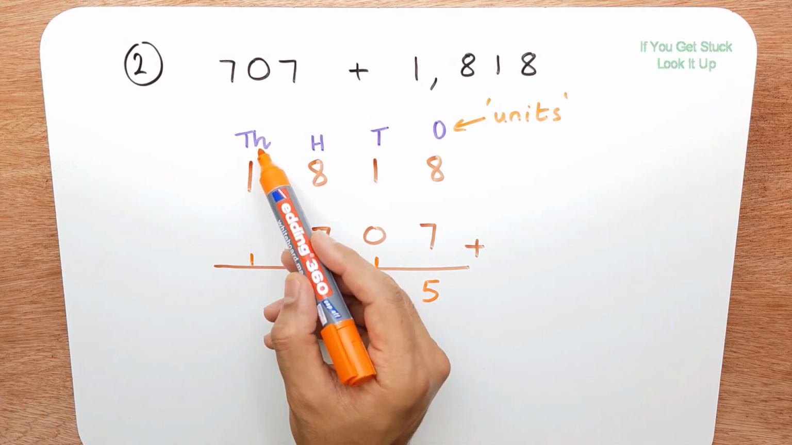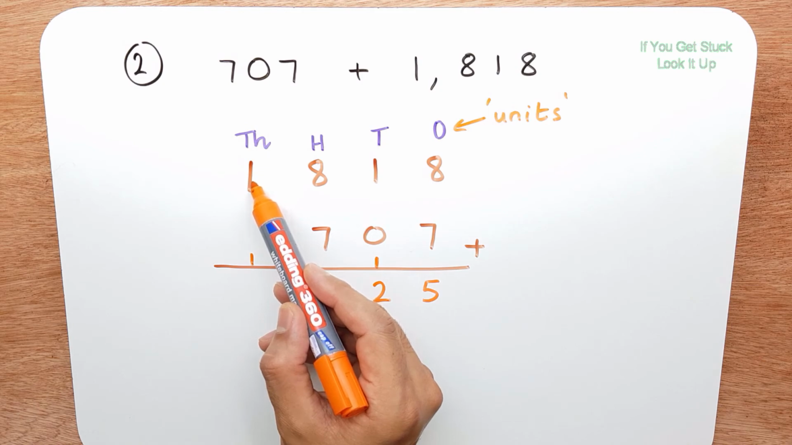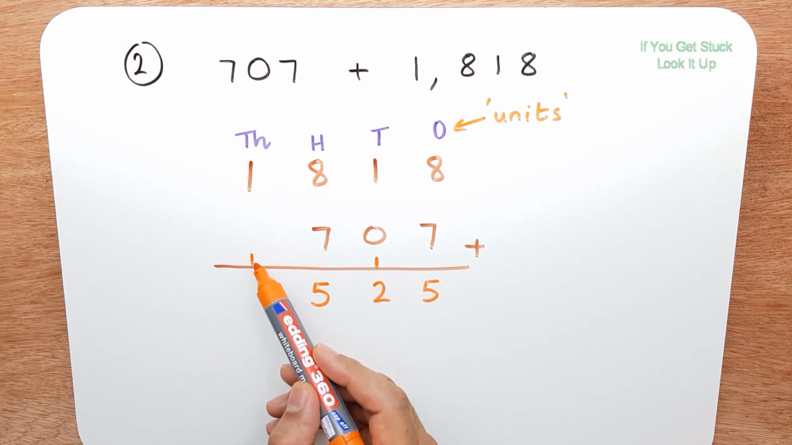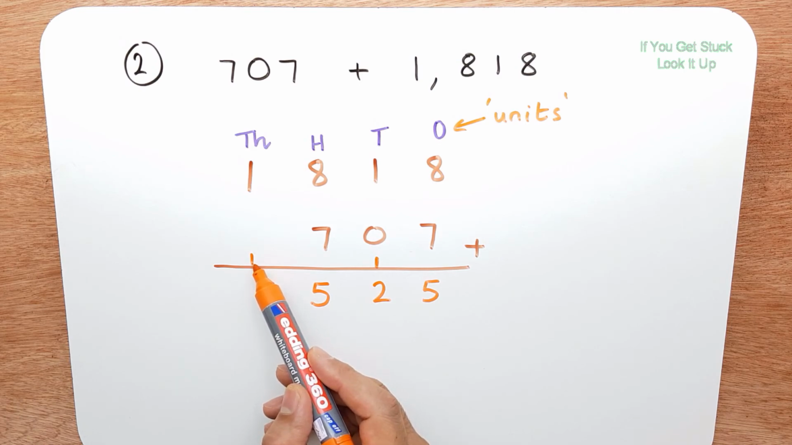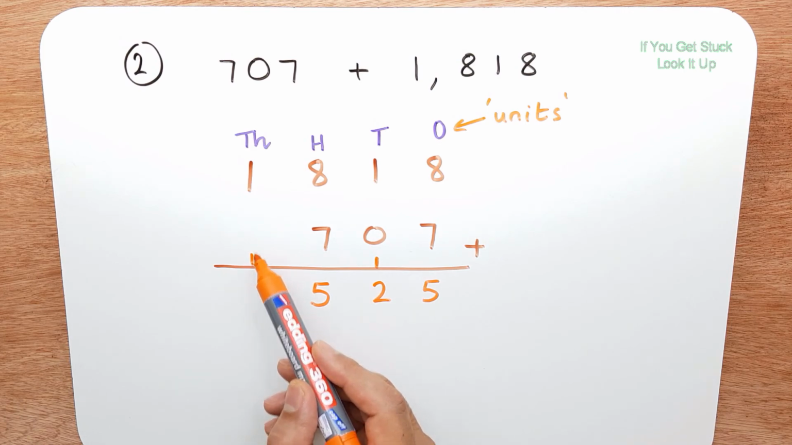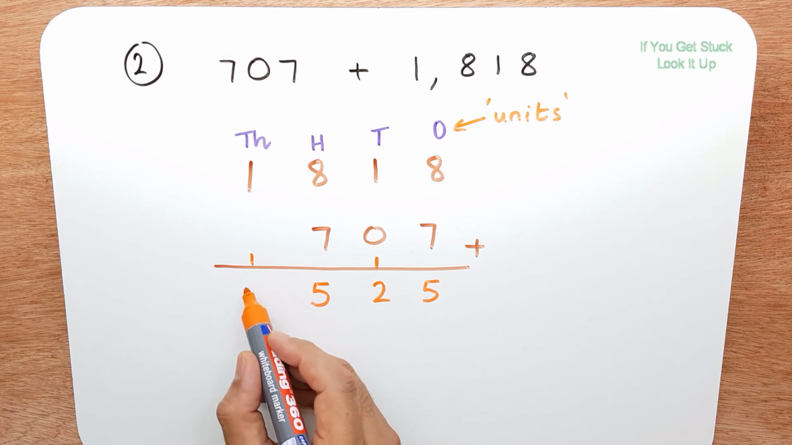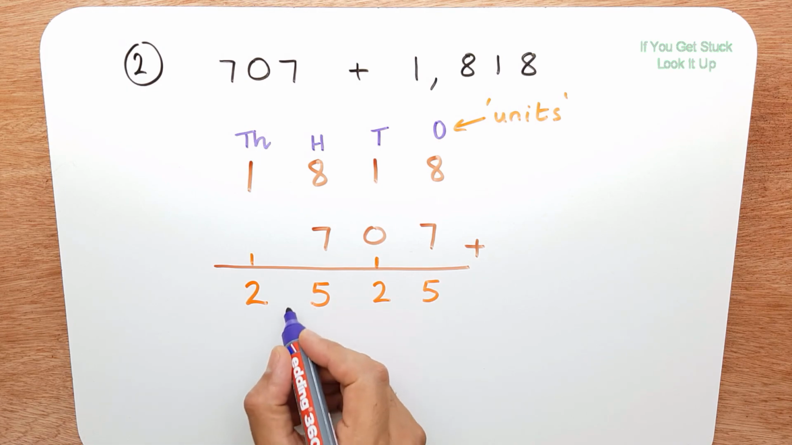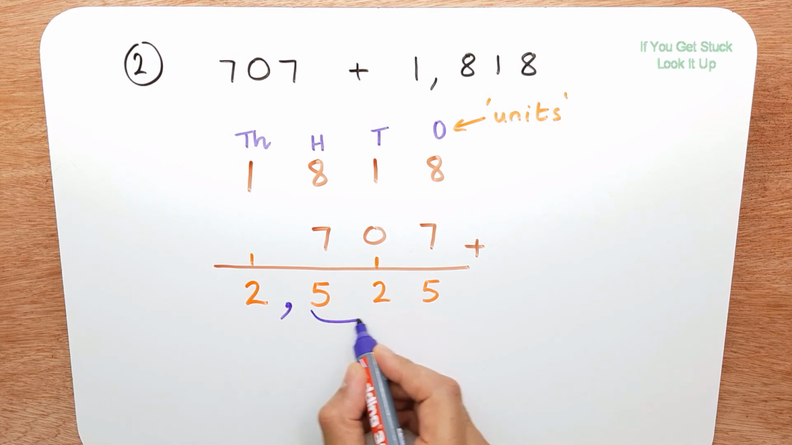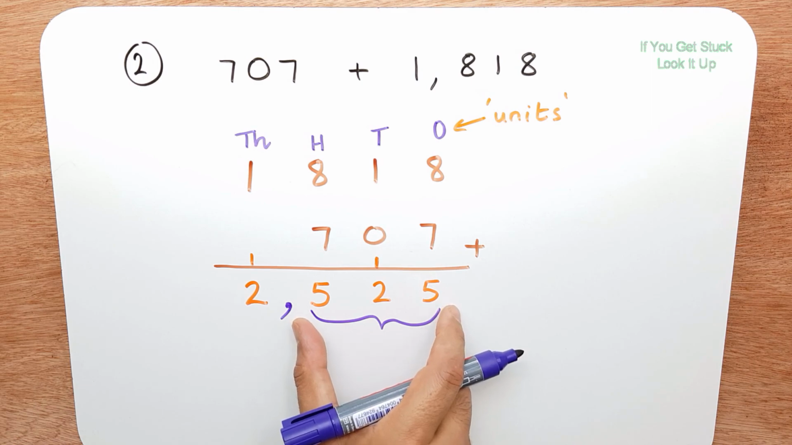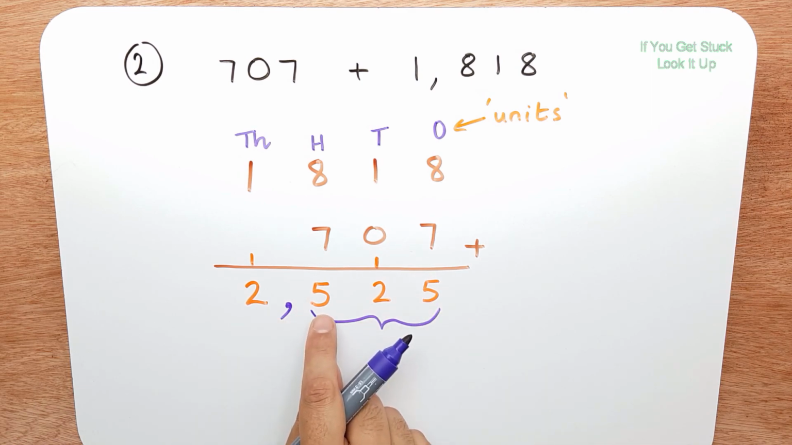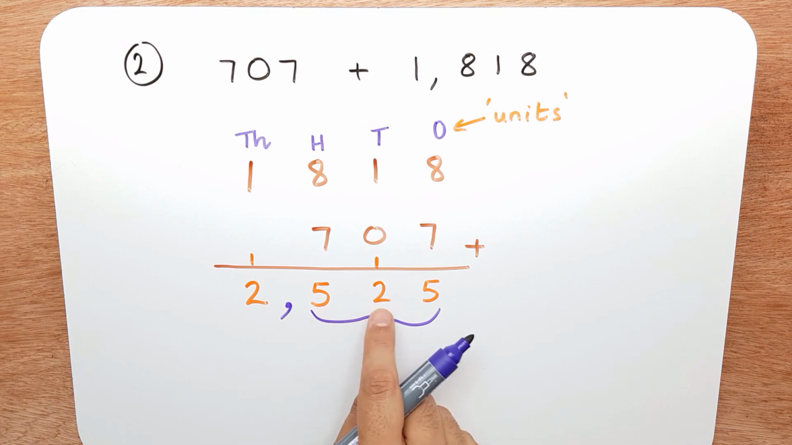And finally, in the thousands column, we have 1. There's nothing here, so it's 1 add nothing, which is 1, plus the 1 we've carried over. We can't forget that. So 1 add 1 makes it 2. And as before, 1, 2, 3, comma. This here is thousands. So it's 2,525.